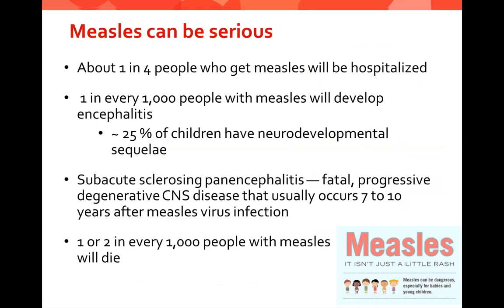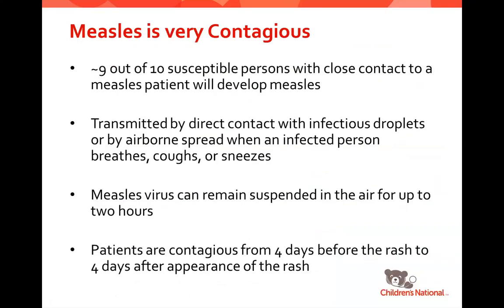But we haven't had 1,000 cases yet in the United States, and it's usually that number of 1 to 2 in every 1,000 people with measles will die. And in earlier outbreaks that we had in the United States, including in the 1980s, we had multiple deaths in children. So just remind people, certainly measles can be serious.